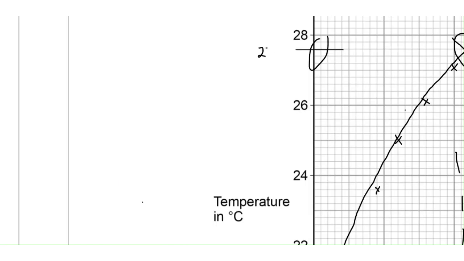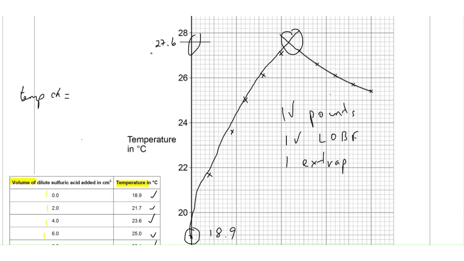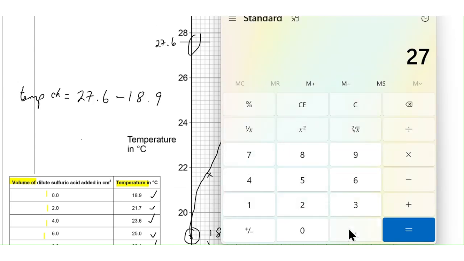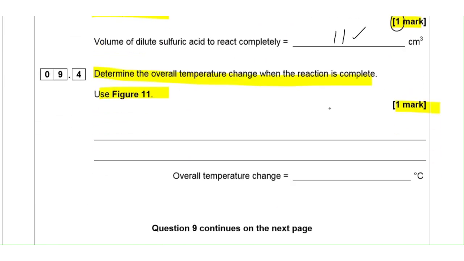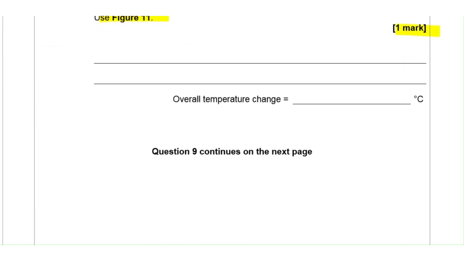Draw a pencil line across, and you can see that that number is there, 27.6. So in the space provided, we write 27.6. Take away 18.9 because we've got to get the temperature difference. 27.6 take 18.9 gives us 8.7 degrees Celsius for 1 mark.